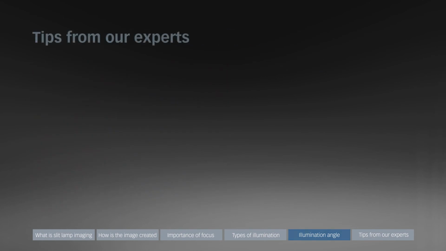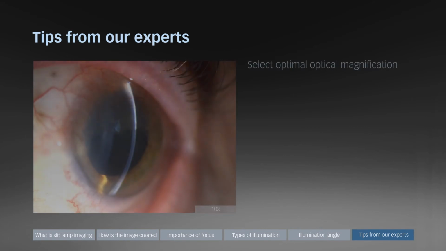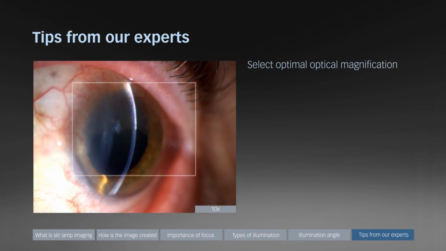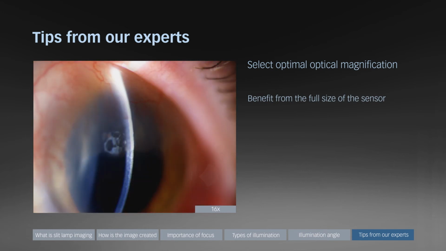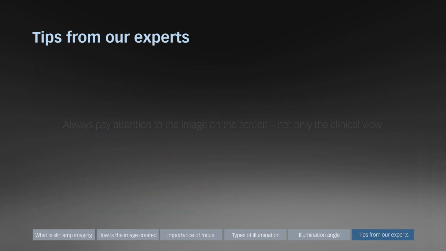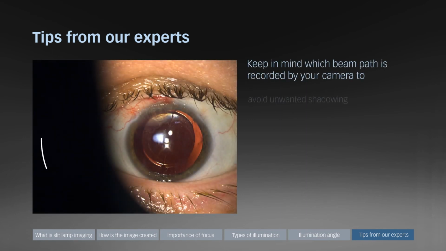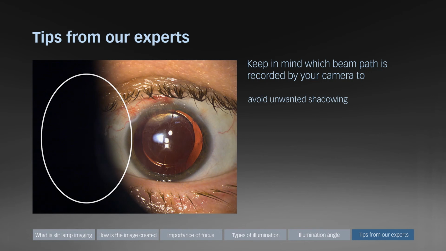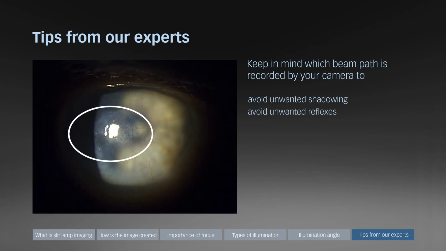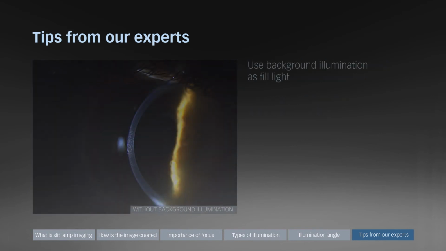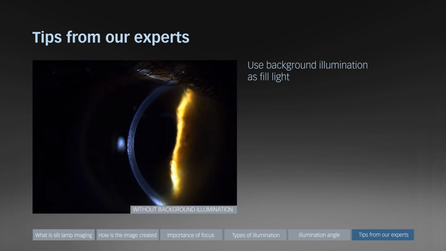This last section provides a number of general imaging tips from our experts. First of all, select optimal optical magnification. This way you benefit from the full size of the camera sensor. Always pay attention to the image on the screen, not only the clinical view. Keep in mind which beam path is recorded by your camera to avoid unwanted shadowing and unwanted reflexes. Add background illumination to improve the orientation within the image.